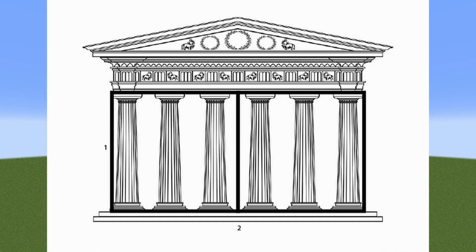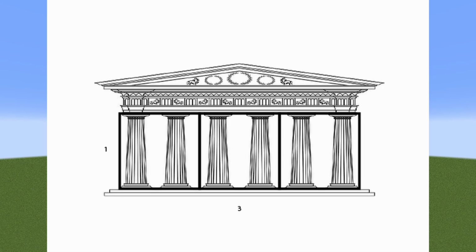The ratio of column height to entablature is usually either a 2-to-1 ratio or a 3-to-1 ratio. The Parthenon uses the 3-to-1 ratio.